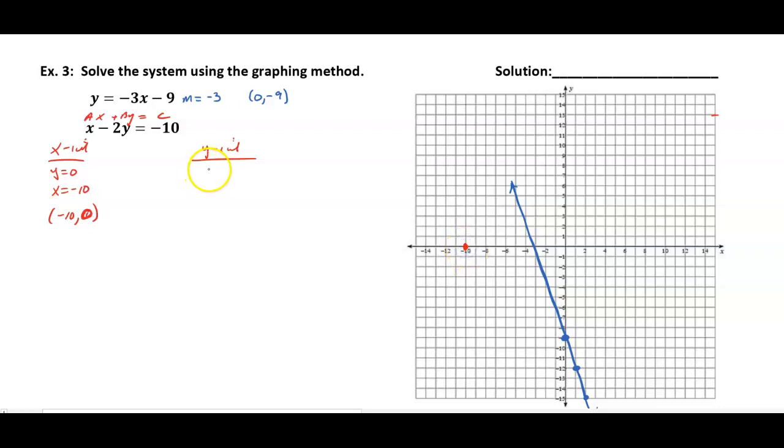The y-intercept, I'm going to let x equal 0. So that would give me -2y equals -10. When I solve for y, I get y equals 5. Ordered pair, 0, 5. So now I'm going to go ahead and graph this line.